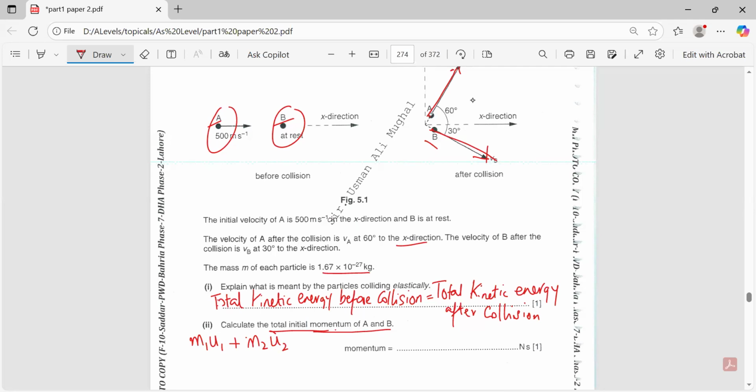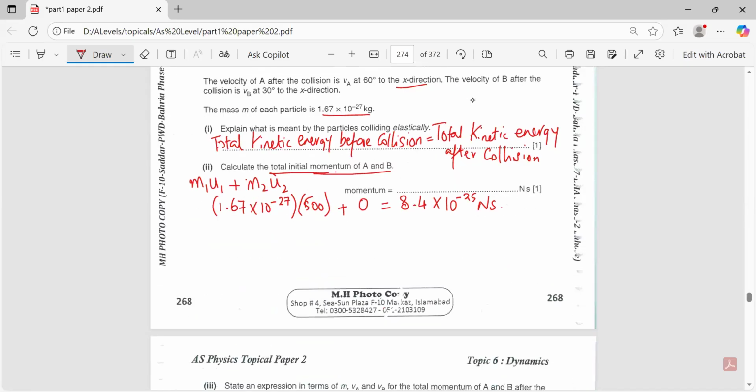So what is the mass of one? The mass of one will be 1.67 into 10 power minus 27, and u1 will be considered as 500, plus the second one is at rest, so its velocity will be 0. If you multiply it, your momentum will be nearly equivalent to 8.4 into 10 power minus 25 Newton second. So this is how your total initial momentum of A and B is going to be found.